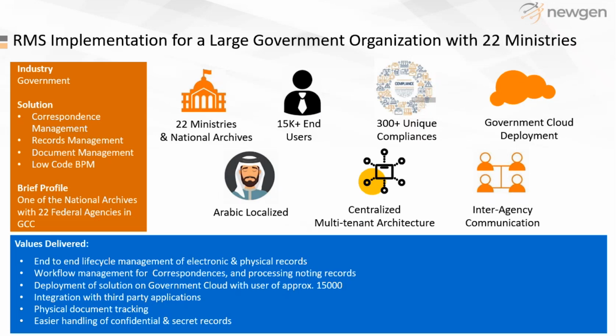Newgen has implemented RMS for a large organization in the GCC. It's a government organization comprising 22 ministries, where 15,000 plus end users are leveraging the system. There are 300 plus unique compliances that Newgen adheres to, and the solution is deployed on government cloud. This implementation was also localized for Arabic language. The RMS is available in both English and Arabic for this implementation.